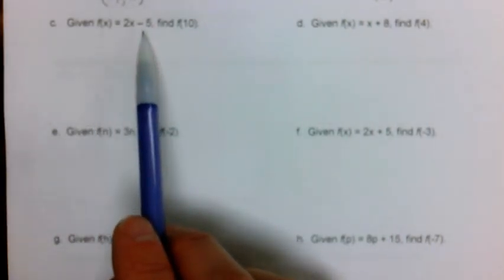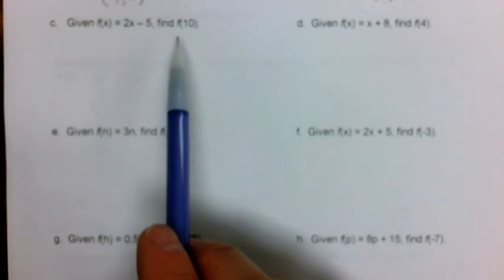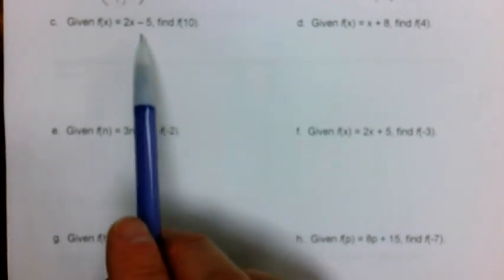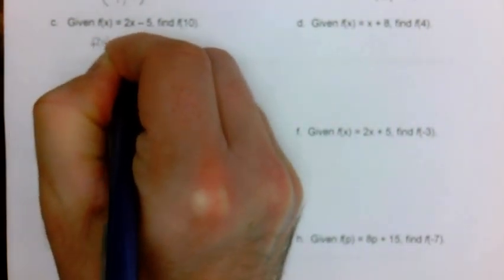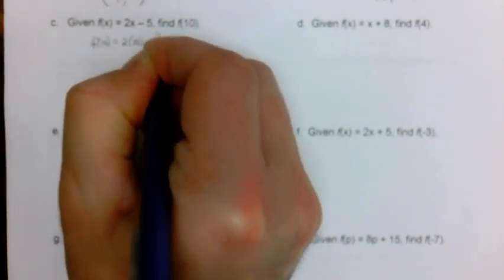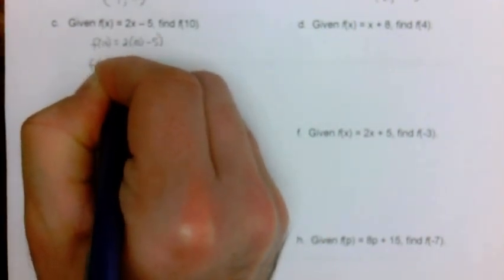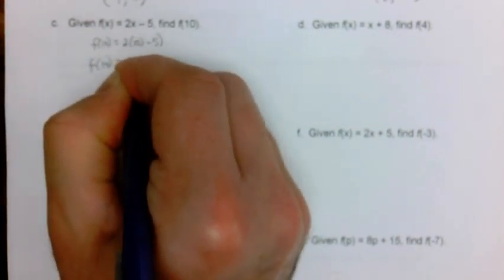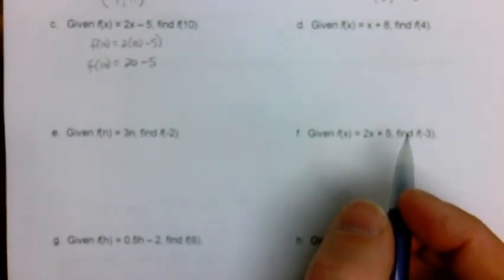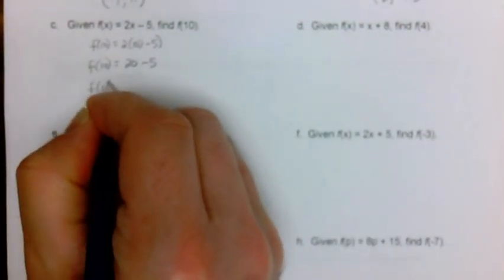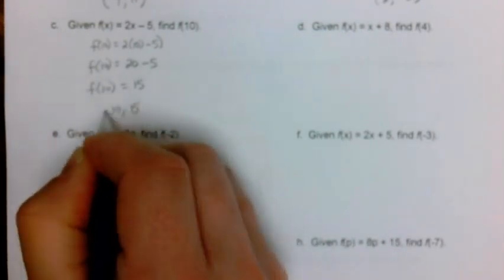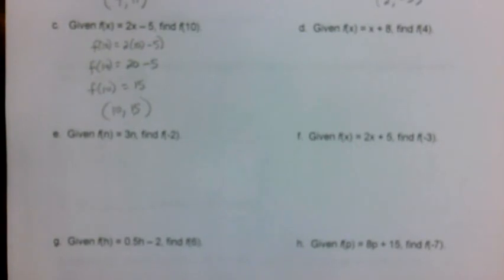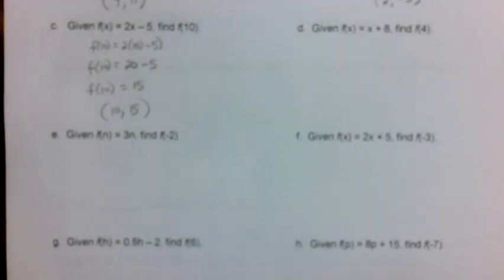Our next function rule says f of x equals 2x minus 5. They want us to find f of 10. So 10 is our input. We'll substitute in here to determine the output. f of 10 becomes 2 times 10 minus 5. And then with order of operations, I'll multiply 2 by 10 in order to get 20. And then if I subtract 5, f of 10 is equal to 15. So the input is 10, the output is 15. 10 comma 15 is the solution in this example.